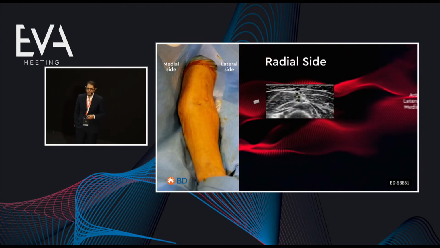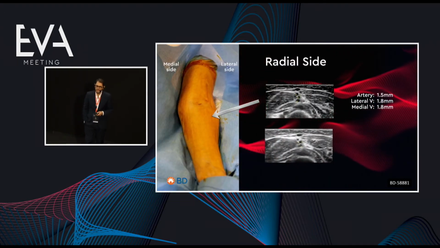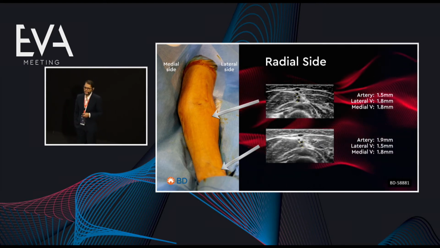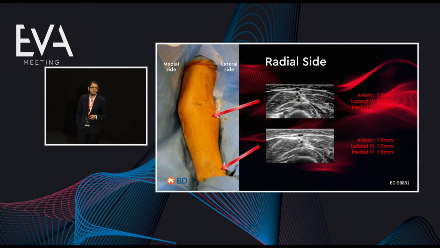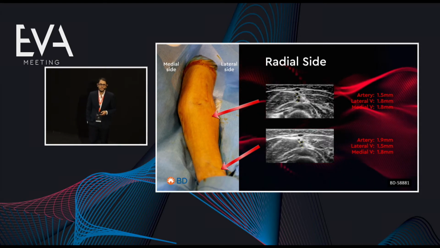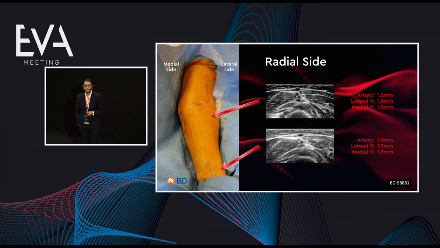So from the radial side, you can see the measurements that the non-arterial or the venous part have more than 2 millimeters. So this is the baseline for both accessing or creating a fistula. So the radial side is off.